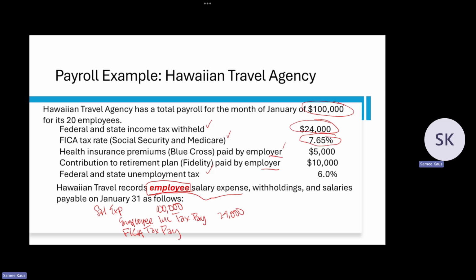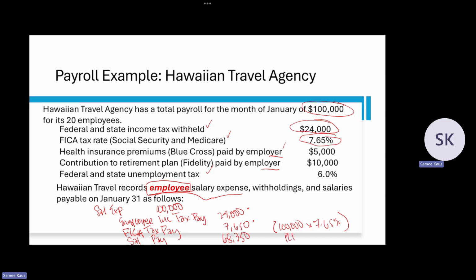Okay. How do I calculate that? Well, I have my $100,000 in total salaries expense multiplied by 7.65%. That's going to give me $7,650. So now, I have accounted for, as the employer, I've withheld their taxes and I've withheld FICA tax. Now, all I do is I plug what is called salaries payable. I just make this balance.